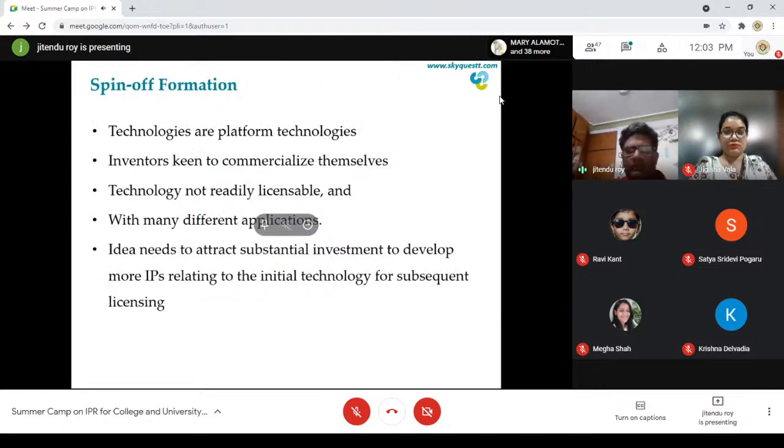I skipped this because this is how you form a spin-off. The steps, I think we're running out of time, so I will skip this.